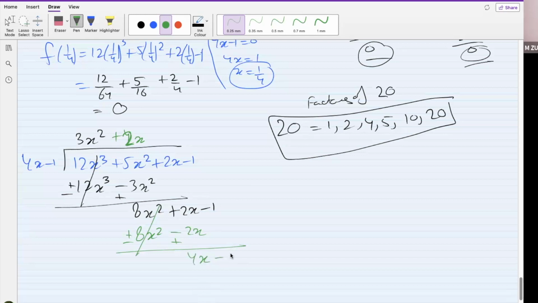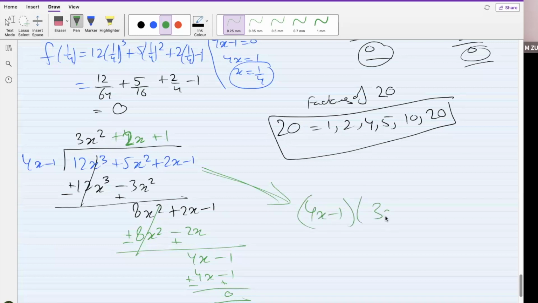This is 4x minus 1. So you see, we get 4x minus 1 again. So with 1 only, we get 4x minus 1. Change the signs. And this is 0. So we can write this like this: 4x minus 1 into 3x square plus 2x plus 1. If the question tells you to factorize completely, the next step would be to do midterm breaking of this side. And if there is no midterm breaking, this is your final answer.